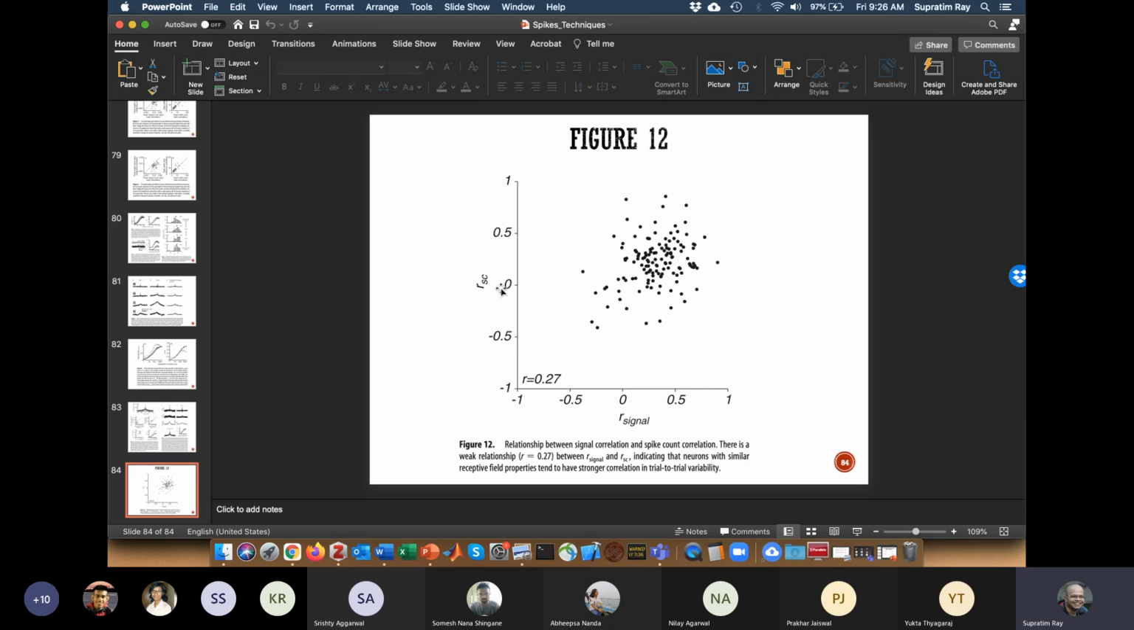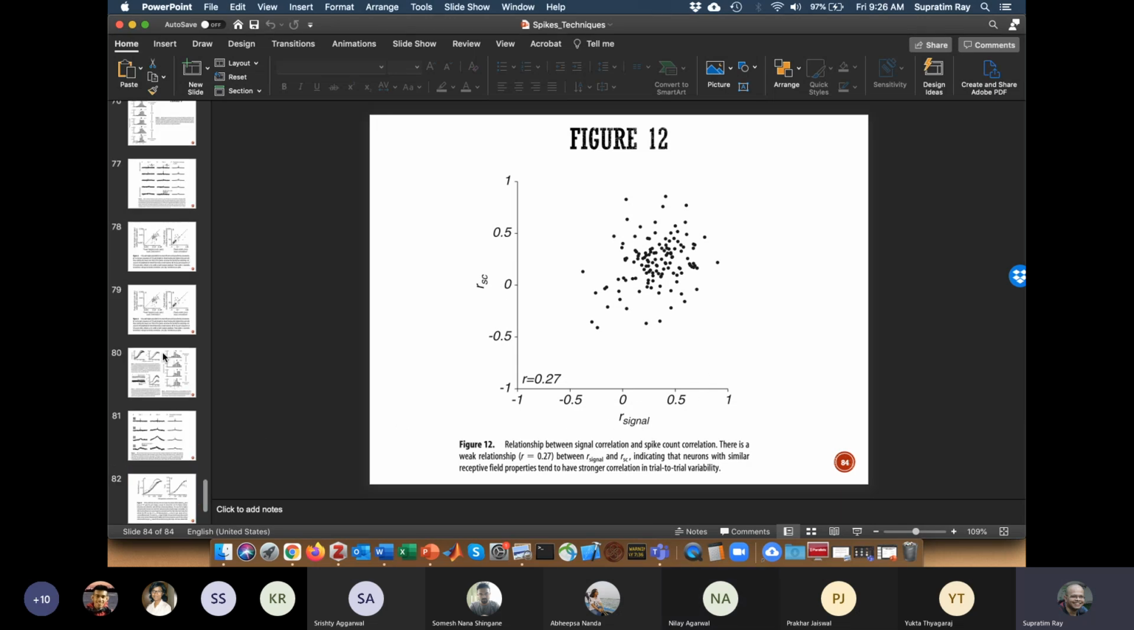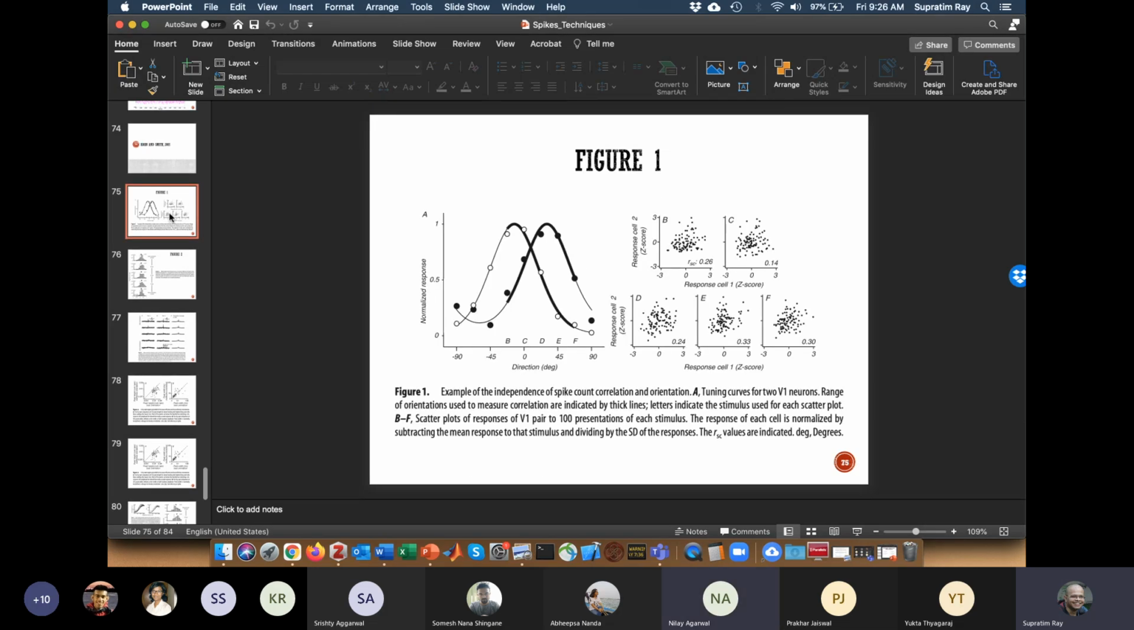So the noise correlation does depend on signal correlation, which means that the values that you are seeing here don't depend on which particular orientation you are presenting, but they do depend on whether these two tuning curves are close to each other or not. The closer these tuning curves are to each other, the higher the noise correlation. So you have to really read this paper to make this clearer, but I'll leave it as an assignment. Any other questions before we move on?